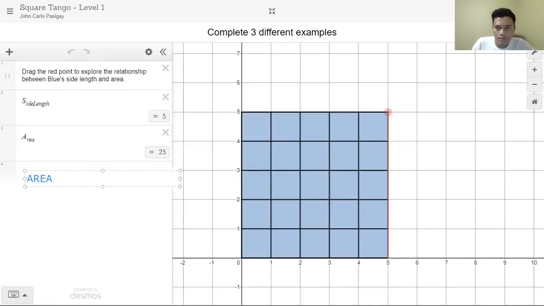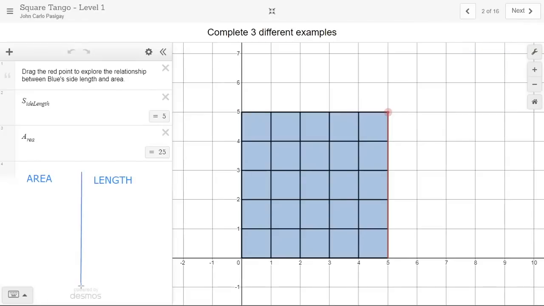So I repeat, there will be a table in this paper. Okay. So what you can do is just to make use of this given here, the side length and the area, for you to be able to complete the chart. Okay. So the side length is in here and the area is in here. So kindly check that. So how will we use the Desmos?